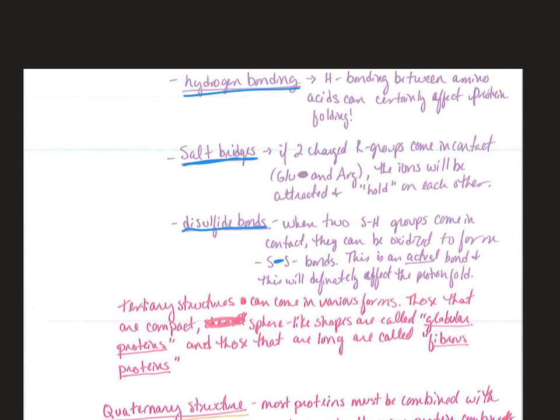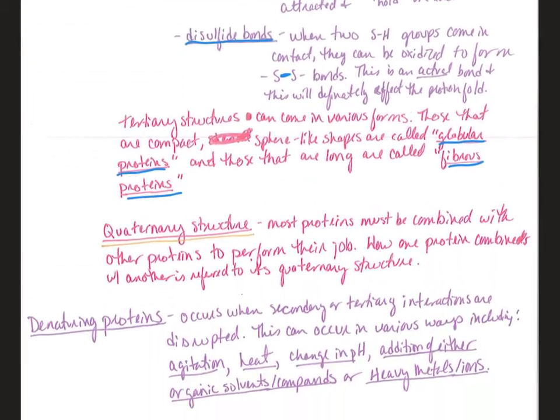So tertiary structures can form things like globular proteins. That just means, hey, it's a big old glob of stuff. Or if you have things that are long and stringy, we call those fibrous proteins because they look like fibers. We're really creative in how we think of things, huh?